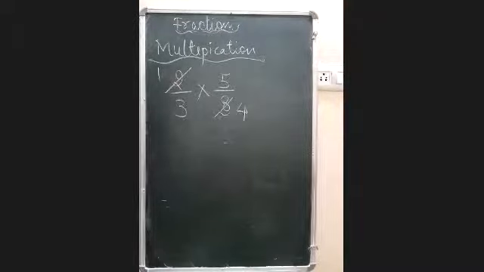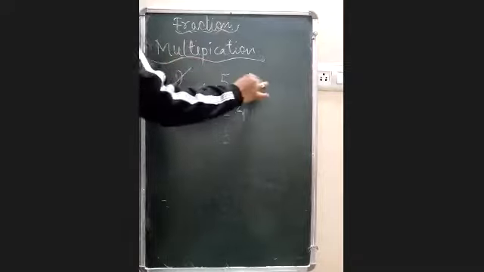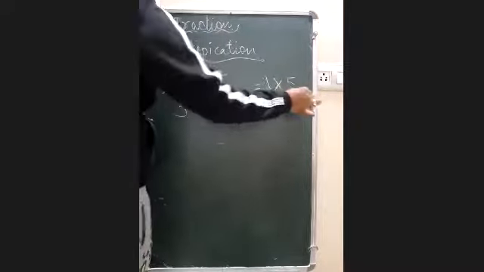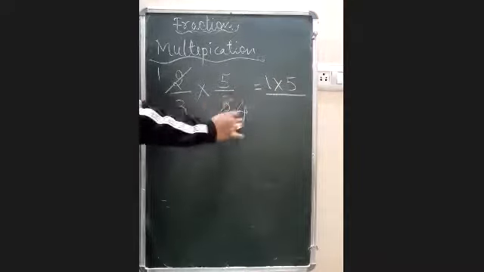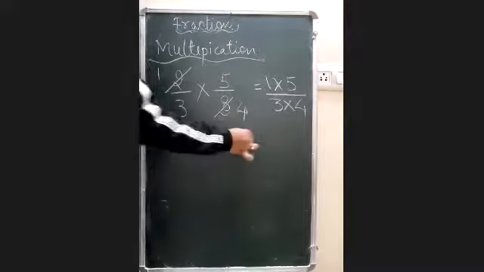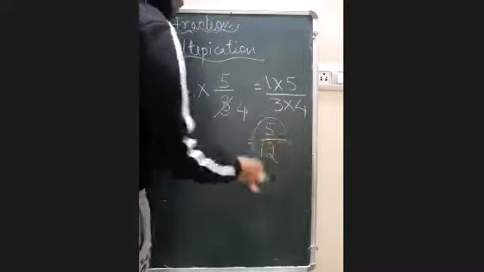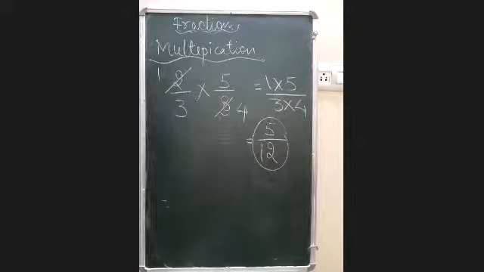Now what will we do? What will you do, beta? We will be only multiplying it. Numerator with numerator, 1 with 5, so 1 into 5. What is left below? 3 with 4, so 3 into 4. Now only you need to multiply. 1 five is 5 and 4 threes are 12. This is the form of multiplication, how to solve it.